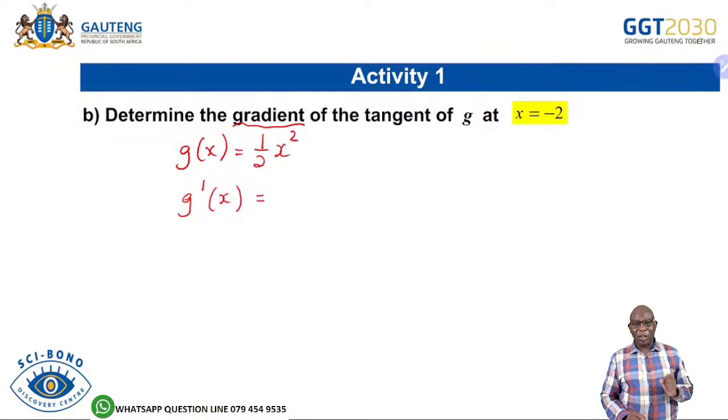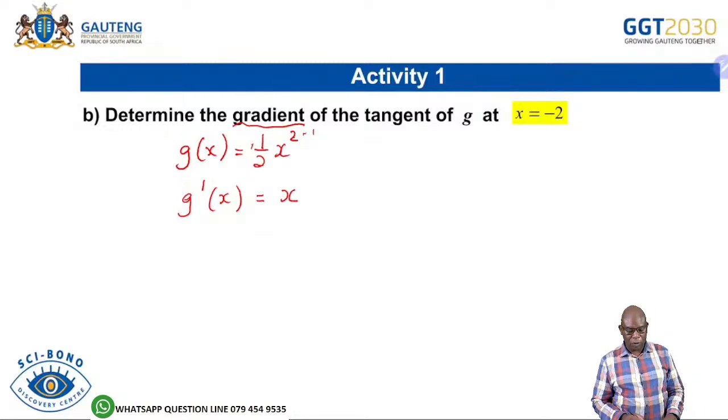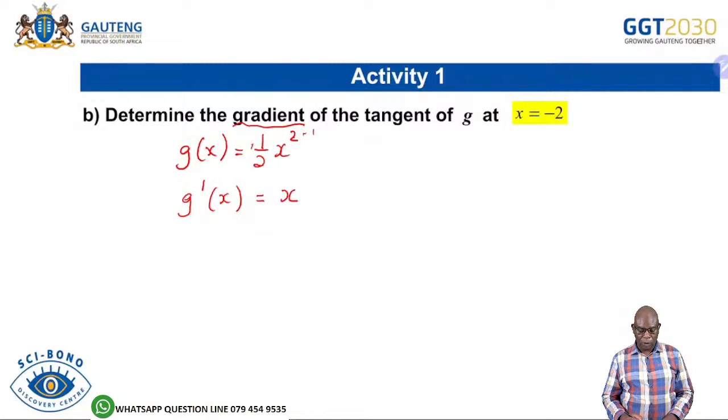The first thing that we need to do is to differentiate. So half x squared differentiated will give us, remember the 2 must multiply with a half. So if I multiply the 2 by the half, I'm going to get 1. So I subtract a 1 from the power, so I'm going to get the x. So g prime x, the derivative of g of x, will be equal to x.